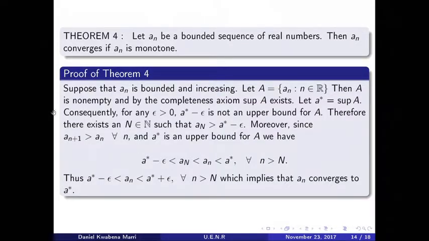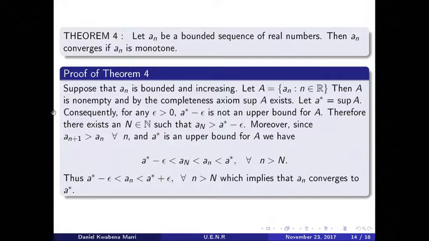Then theorem 4 states that every bounded sequence in R converges if it is monotone. Monotone sequences are sequences that are either increasing or decreasing. So if a sequence is increasing, it will converge to the sup. And if a sequence is decreasing, it will converge to the inf.